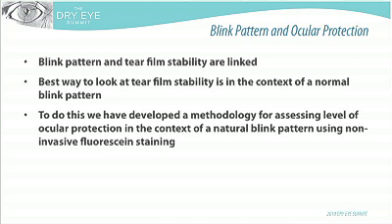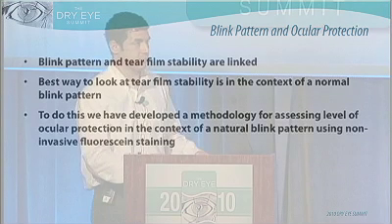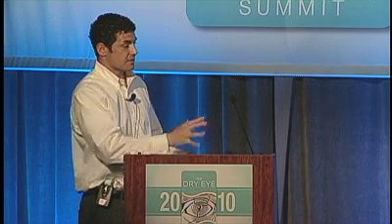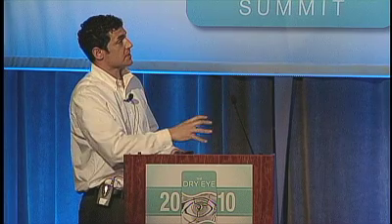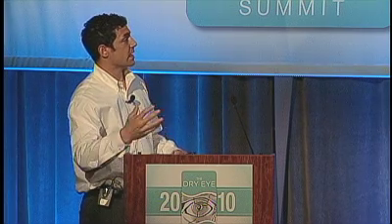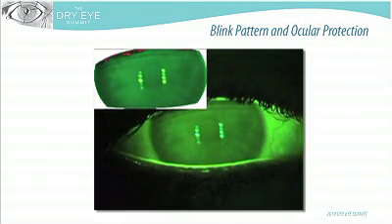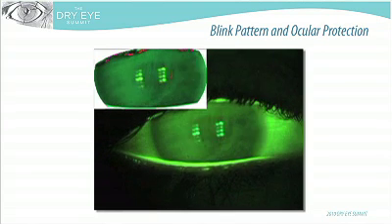Now, we all know blink pattern and tear film stability are linked. That was the first thing we discovered when we looked at these forced blinks and the breakup times associated with them versus in the context of a natural blink pattern. So we now believe, because of what we learned early on in this process, that the best way to look at tear film stability is in the context of a normal blink pattern. To do this, we've developed a methodology for assessing level of ocular protection under a natural blink pattern using non-invasive fluorescein staining. And here I have another demo for you. So what we see here is we have the program.